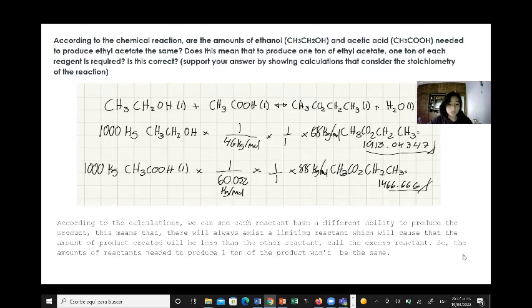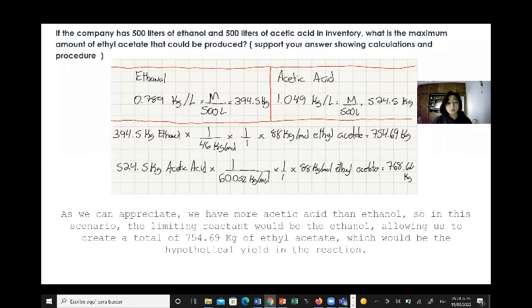So the amount of reactants needed to produce 1 ton of the product won't be the same. The company has 500 liters of ethanol and 500 liters of acetic acid in the inventory. What is the maximum amount of ethyl acetate that will be produced?